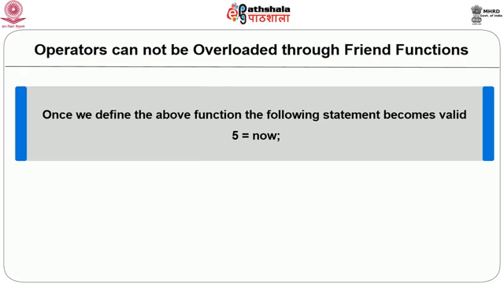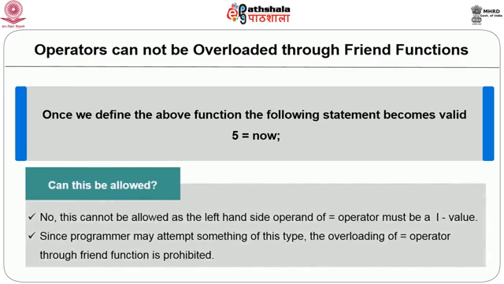Now can this be accepted? Can this be allowed? Not really. You know that in case of assignment, on the left hand side we need an L value. We cannot have a constant on the left hand side, but this kind of statement will also become valid. So to prevent the programmer from doing this, the language has put up this restriction that we cannot overload the assignment operator using a friend function. The similar logic can be applied to the function call operator.